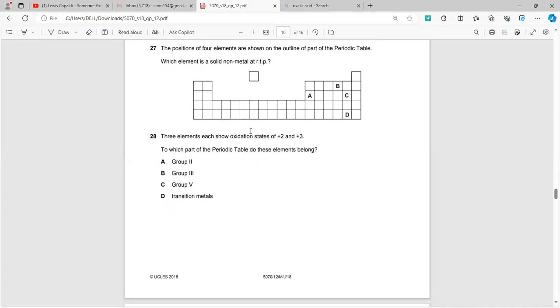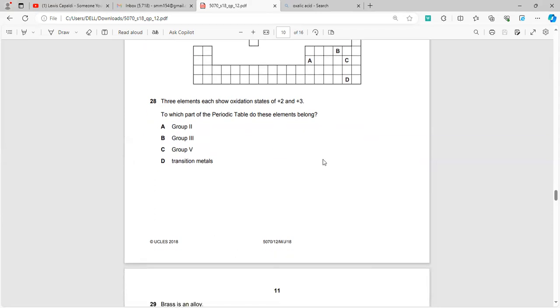Now, in question number 28, the only type of elements which show multiple valencies or multiple oxidation states are catalysts, and catalysts belong primarily to the group of transition elements. So the transition elements lie between group 2 and group 3, and to be precise, these are also known as the S and P block elements.